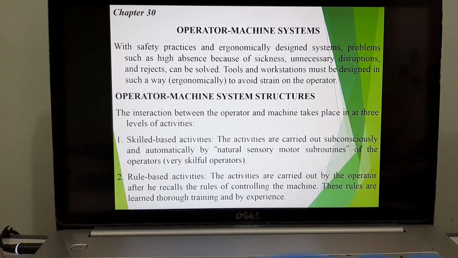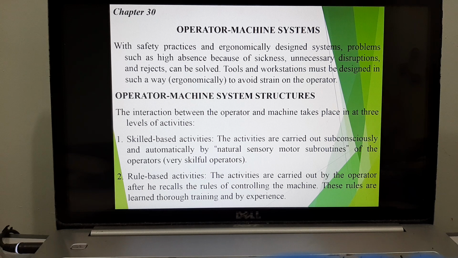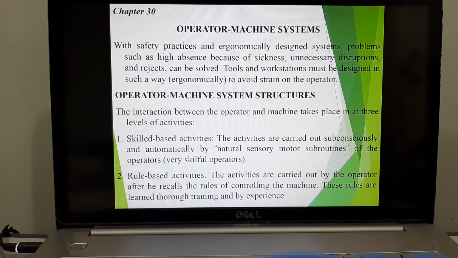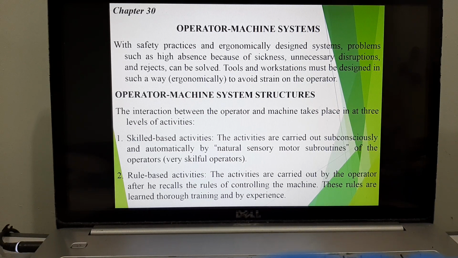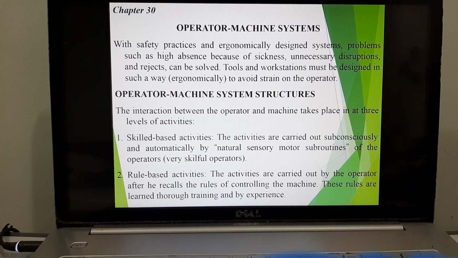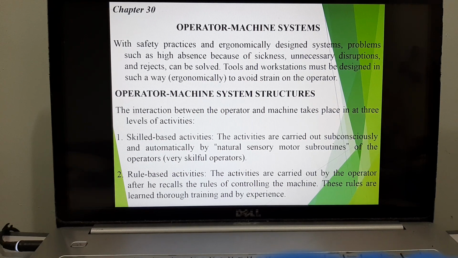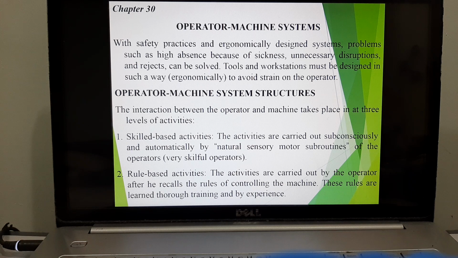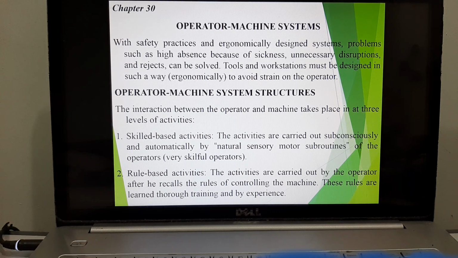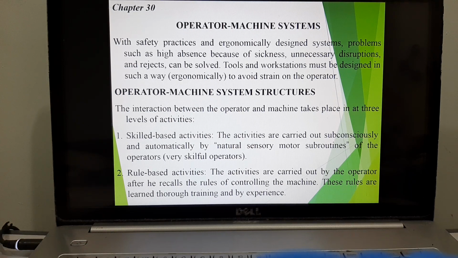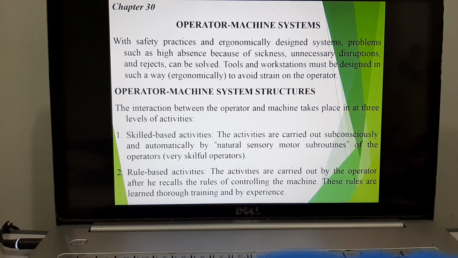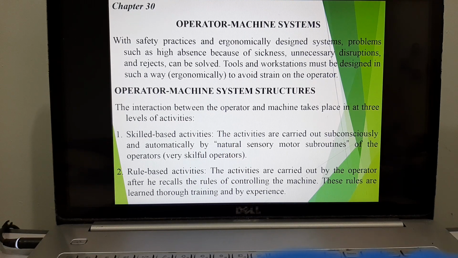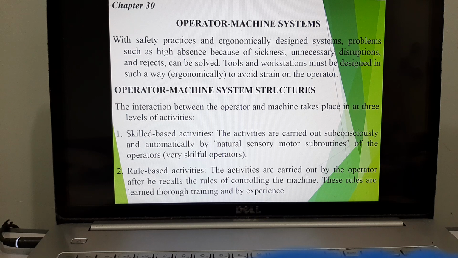First is the skill-based activities. Skill-based activities are activities that are carried out subconsciously and automatically by natural sensory motor subroutines. Skill-based people are people who have joined newly, especially if you go to the industries, the machine operators. Initially they start off rule-based, then they become skill-based.